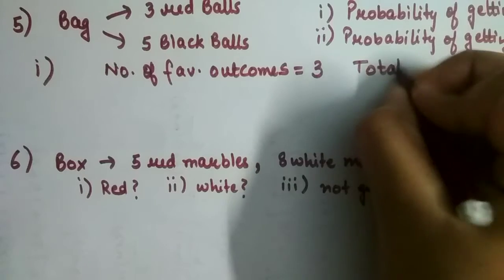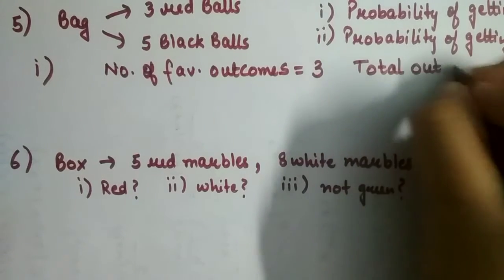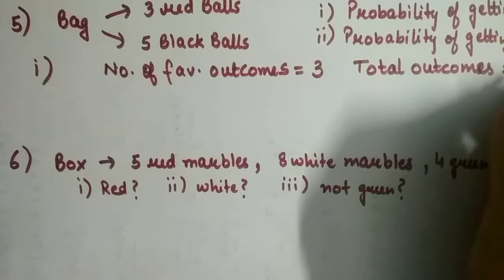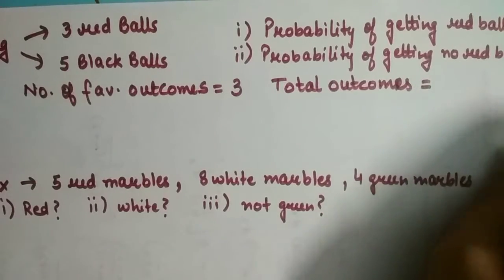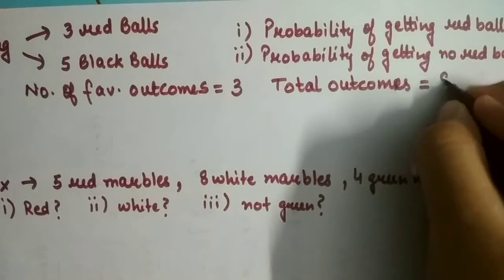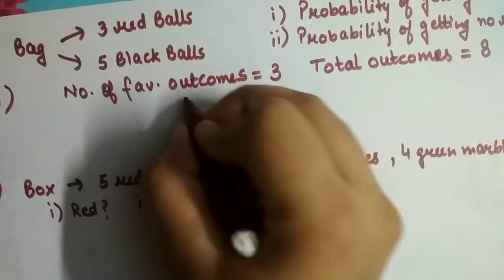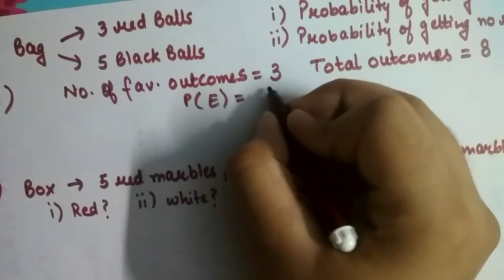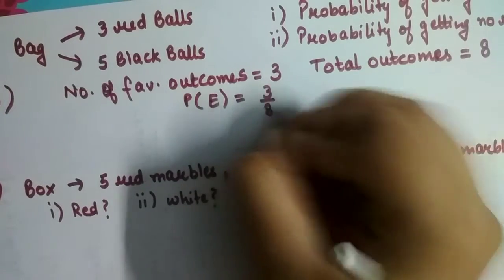So favorable outcomes is 3, and total outcomes: how many balls are there in the bag in total? There are 3 plus 5, 8 balls in the bag. So total outcome is 8. So the probability of getting a red ball is 3 by 8.